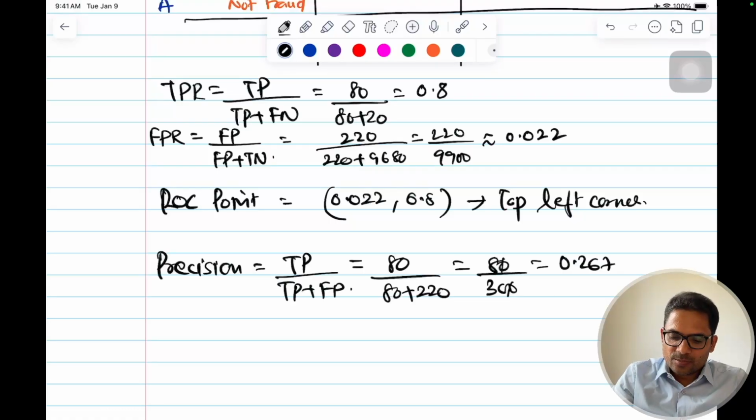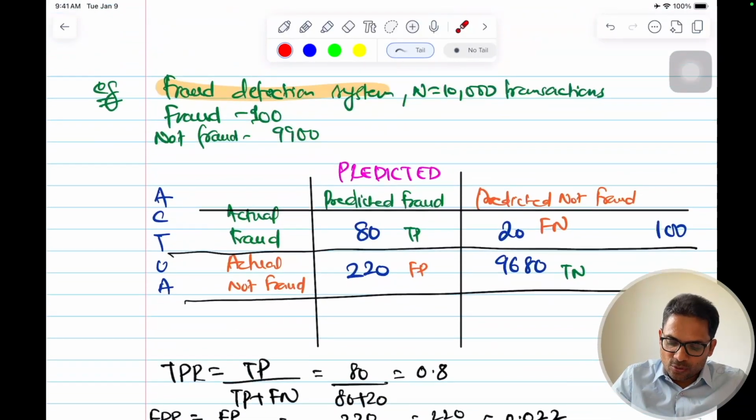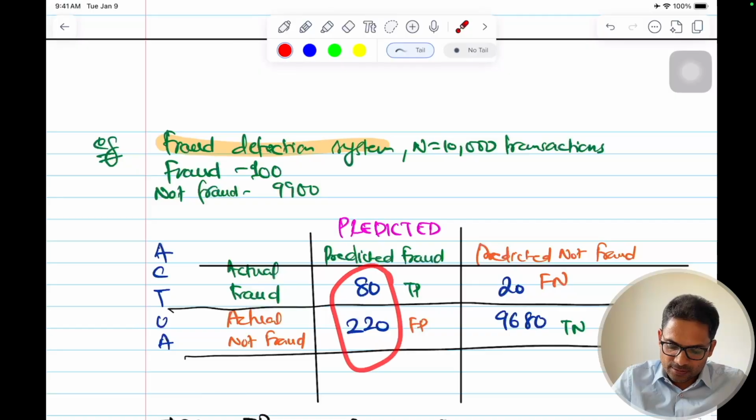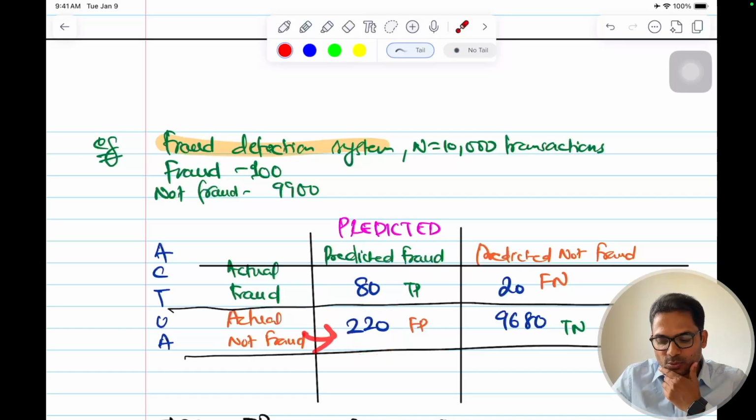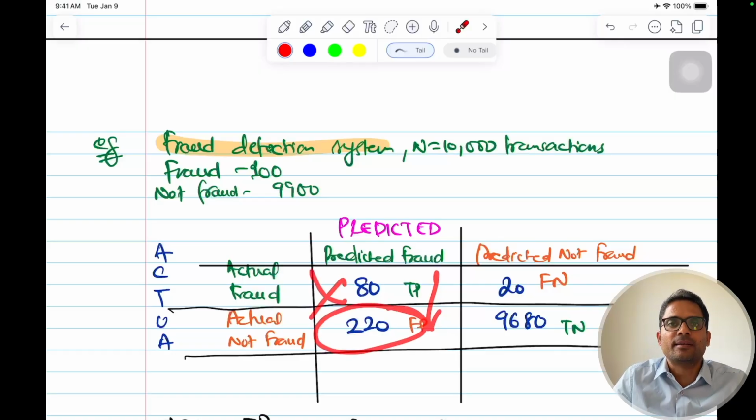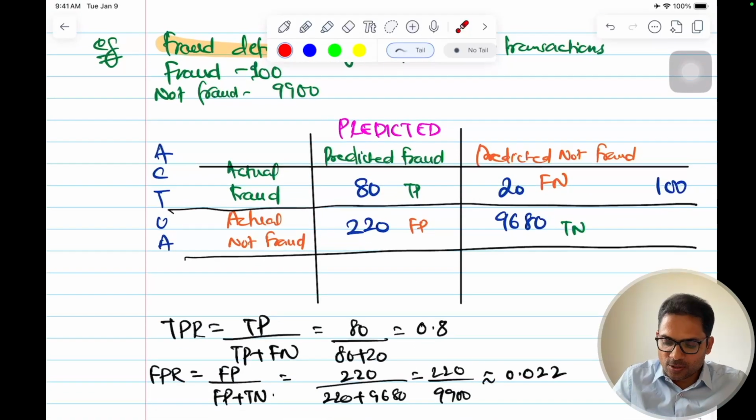Okay, so this model has such a poor precision. Out of 300 frauds, it is only able to predict 80 as fraud. 220 it is not able to catch as fraud. It is telling that no, it is not a fraud. So that is so much of loss. So the precision of this model is so bad, and that is because of the data imbalance.